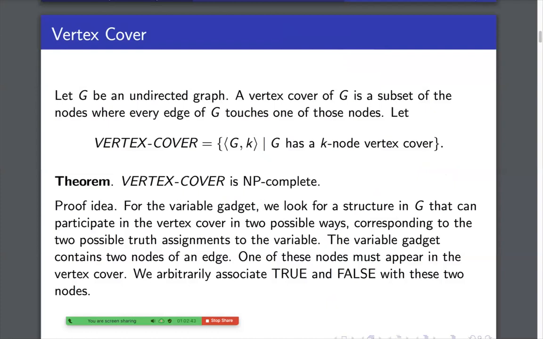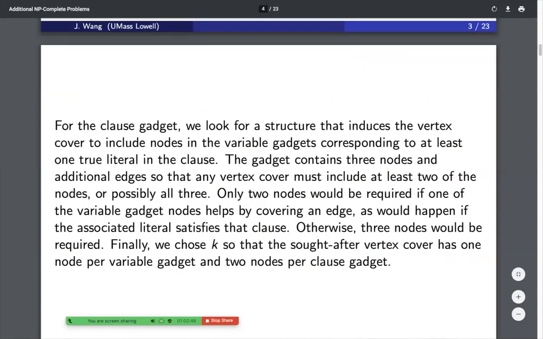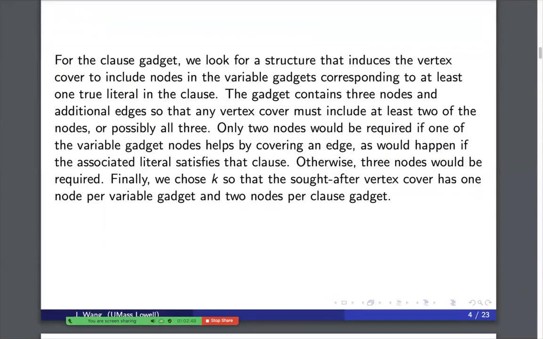All right, so now let's move on. That's for the variable. And then you are given a 3CNF formula, so that means there are clauses. So we want this construction of the graph to have a structure that represents clauses. That means we look for the structure that induces the vertex cover to include nodes in the variable gadgets corresponding to at least one true literal in the clause. Now that's what we want, right?